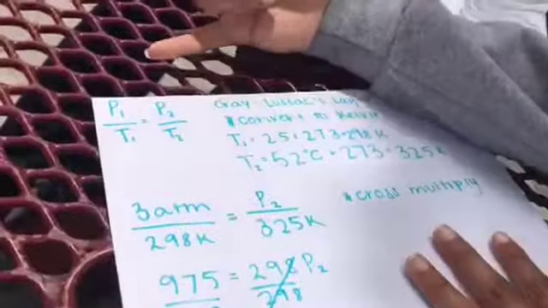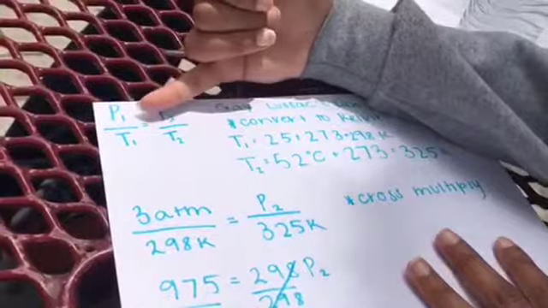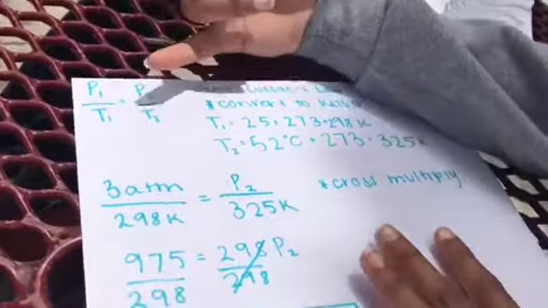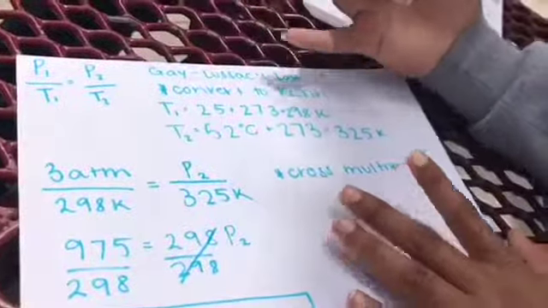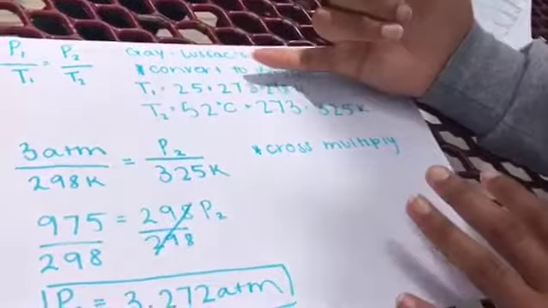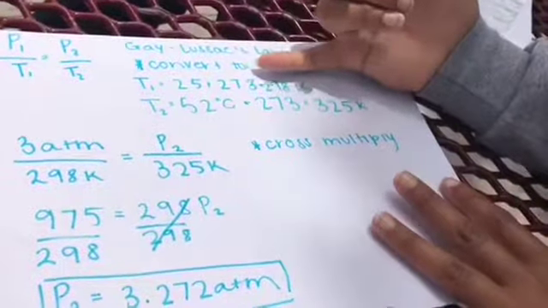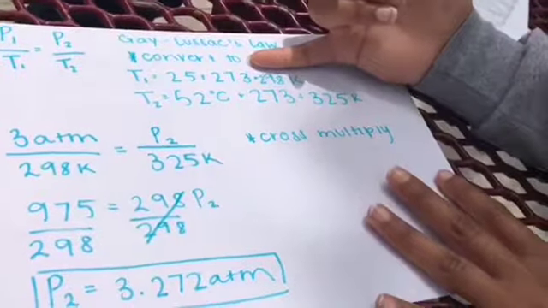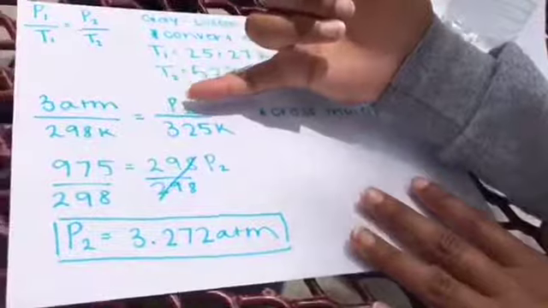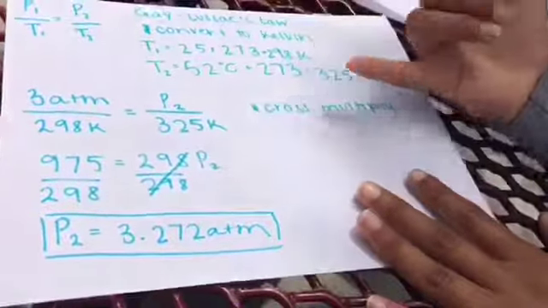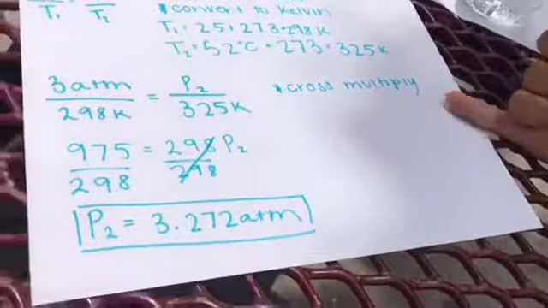So the equation is initial pressure over initial temperature, which equals final pressure over final temperature. You would have to convert to Kelvin, and you would do that by adding 273 to degrees Celsius. And I think you would have to cross multiply and divide, and that would get your final answer.